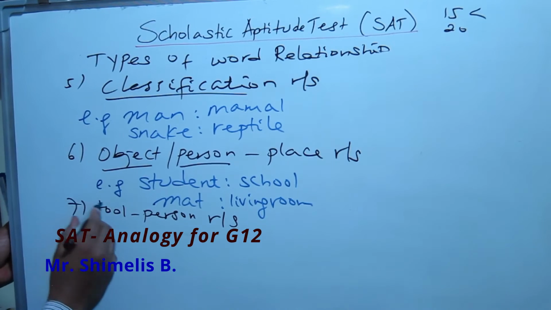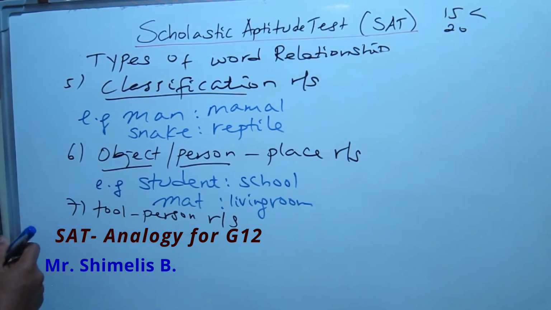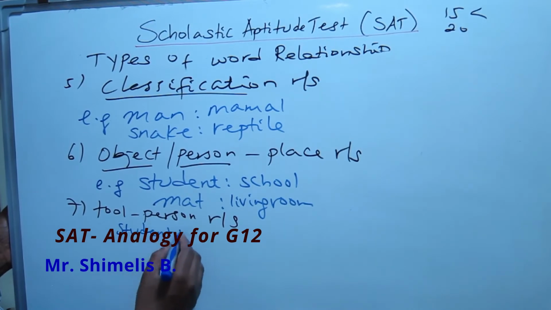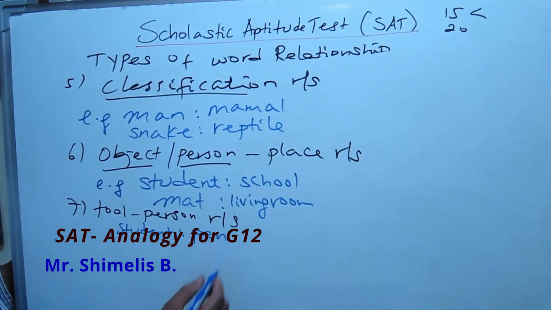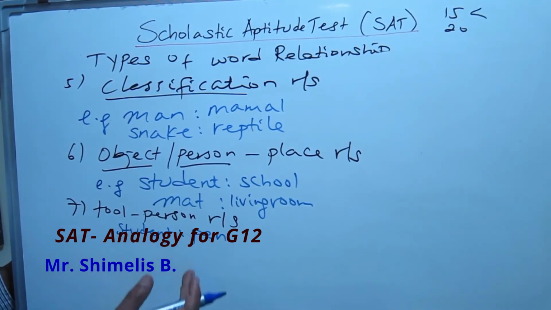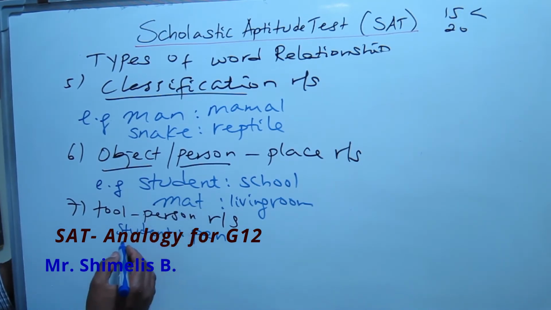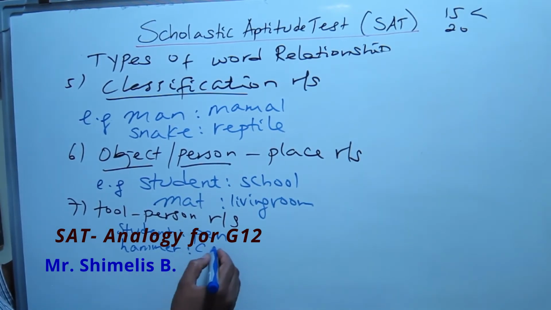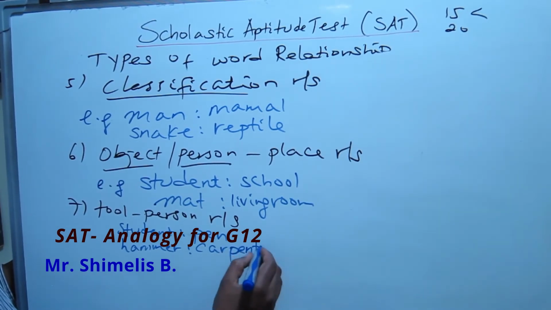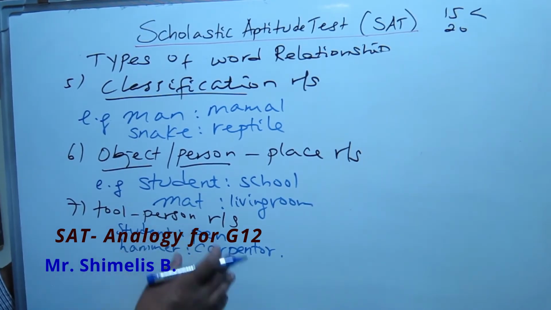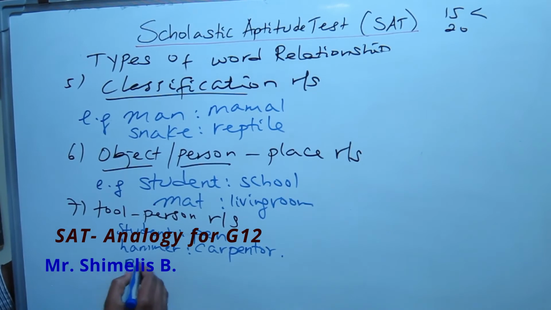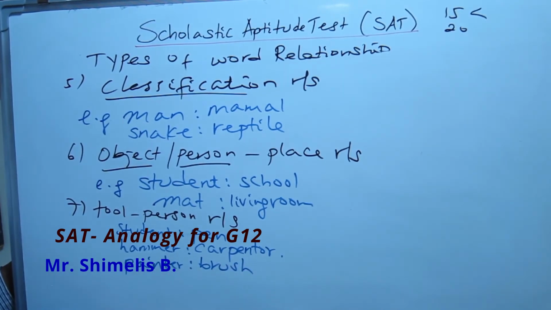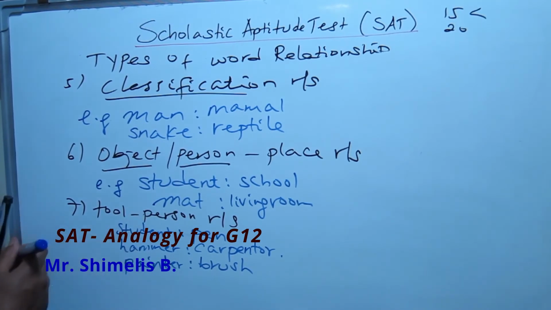It is a common relationship, and an example can be, say, student, for example. Student might use pen. So student-pen is person-tool relationship, or hammer. Hammer is related to a carpenter. So hammer is related to carpenter. Student is related to pen. Painter is related to brush, maybe. Such kind of relationships are said to be tool-person or person-tool relationship.